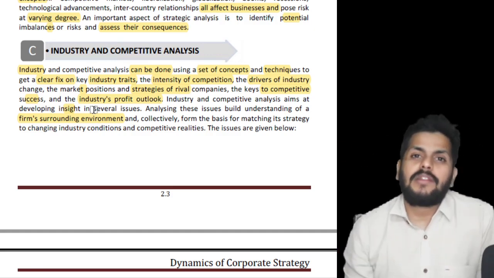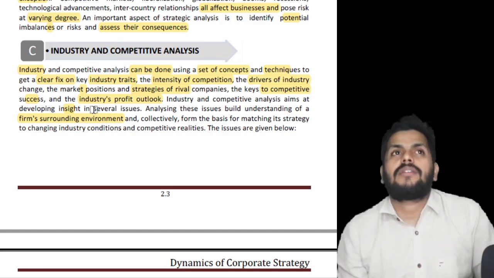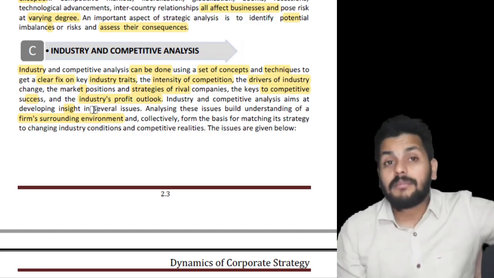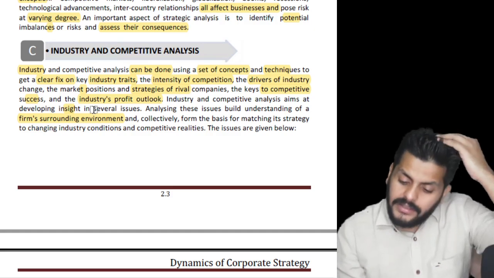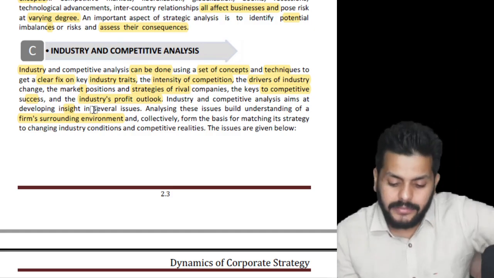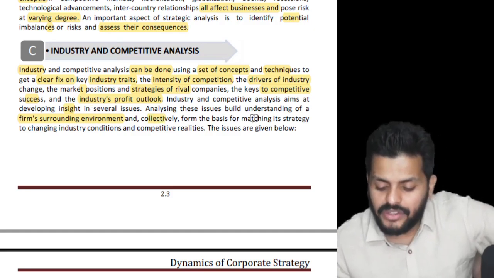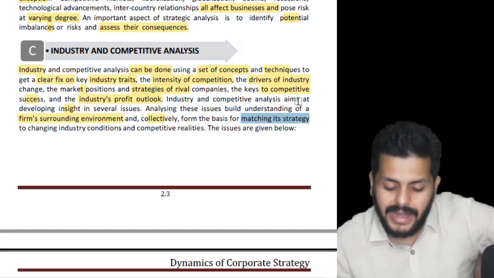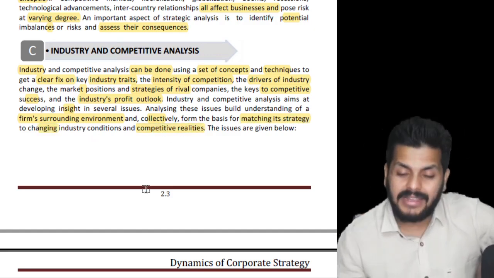The third part of this chapter is SWOT analysis. That time we'll sit and analyze our own strengths and weaknesses, not the industry and competition. But let's first finish who is surrounding us. So, analyzing these issues builds an understanding of the firm's surrounding environment and collectively forms the basis for matching its strategy to changing industry conditions and competitive realities.